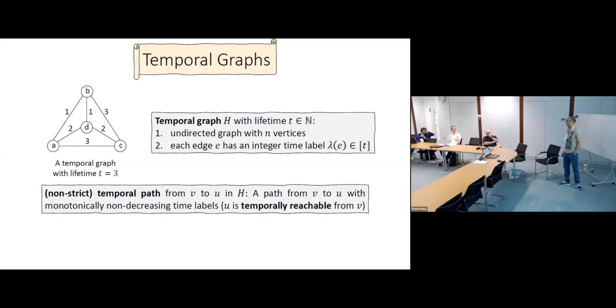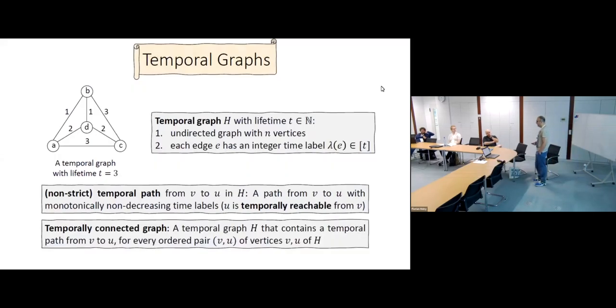Path from C to A. And we say that the temporal graph is temporally connected if the graph contains a temporal path from u to v for every ordered pair u, v of vertices of the graph.